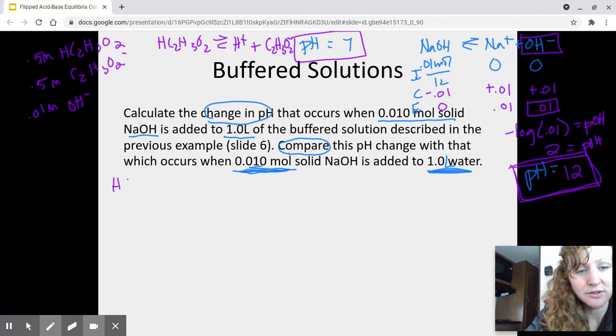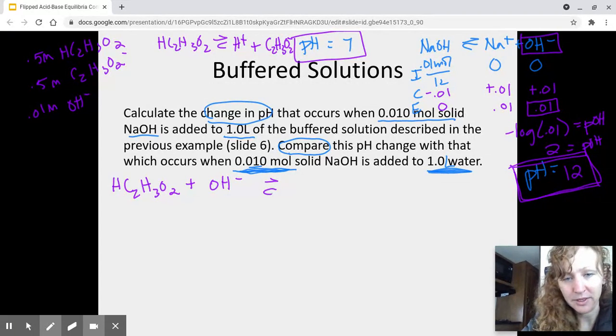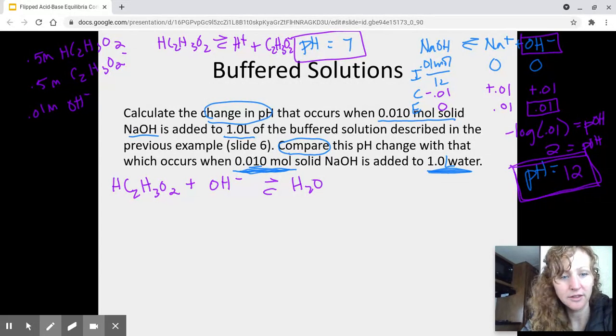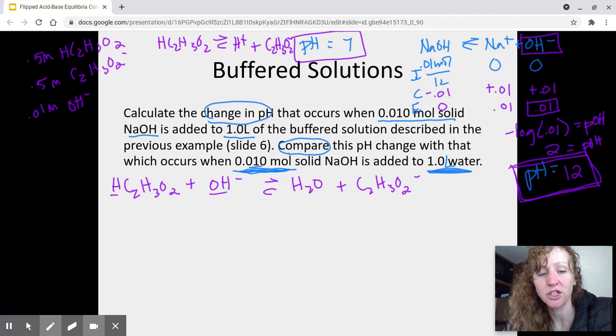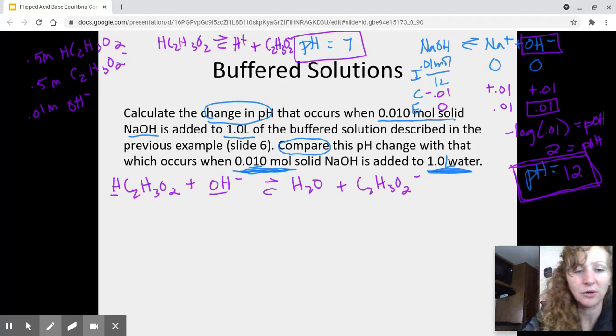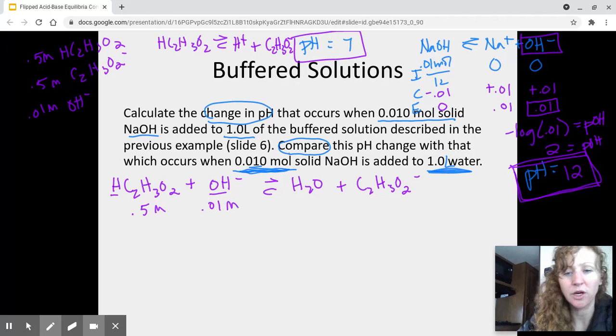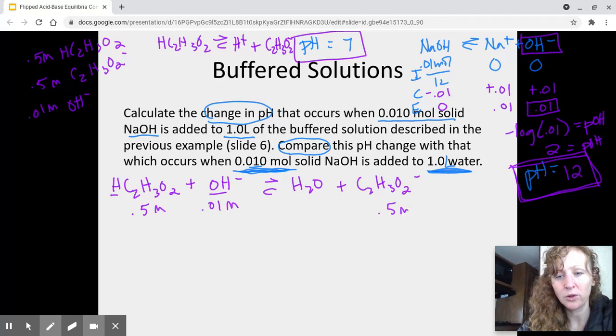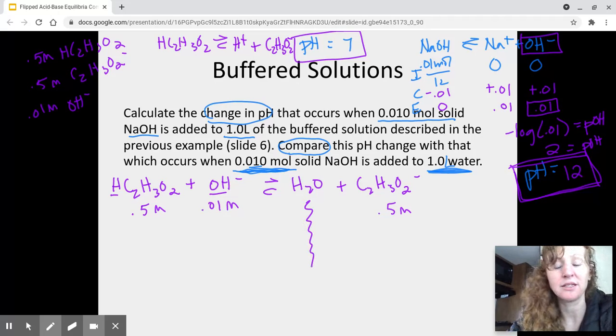So I'm going to set up a reaction where my acid is reacting with my base. And when that happens, I'm going to form water, H2O, and I'll have acetate left over. Remember, the hydrogen ion is going to be pulled off by the hydroxide. So 0.5 molar, 0.01 molarity, which we already calculated, 0.5 molar. Again, I get to ignore anything that's a liquid or a solid because it doesn't affect my K equation.